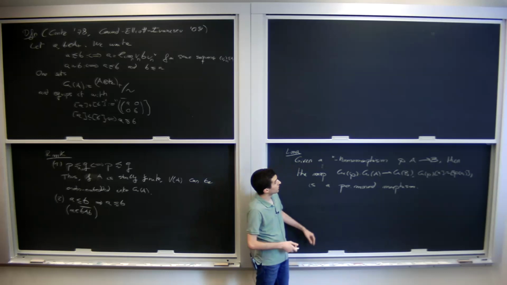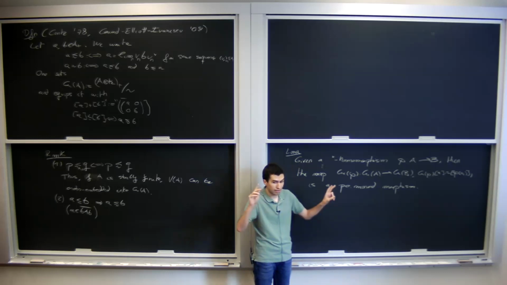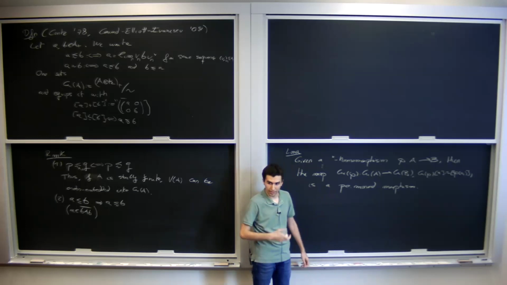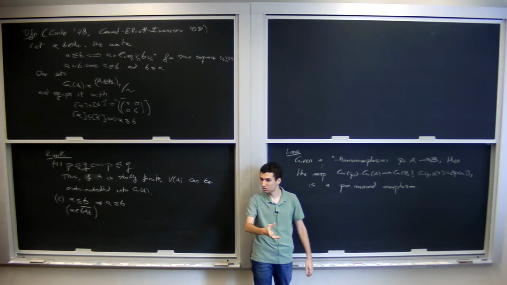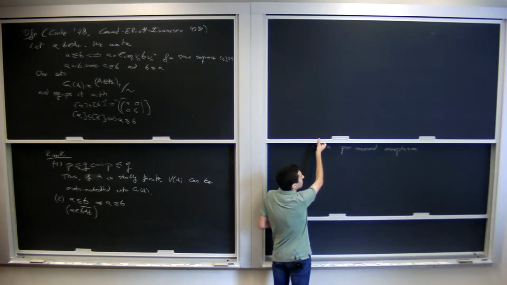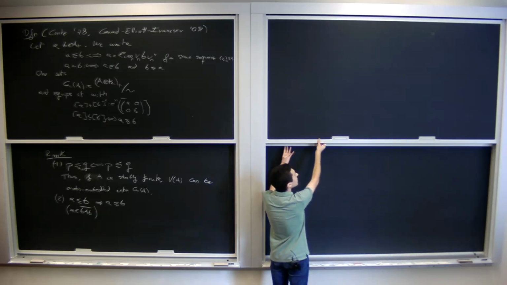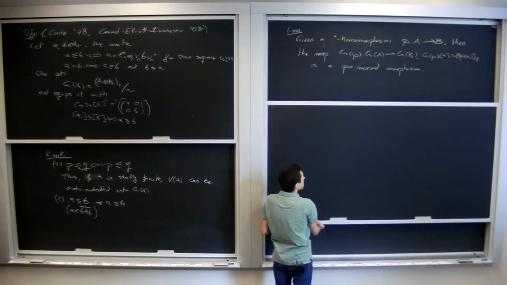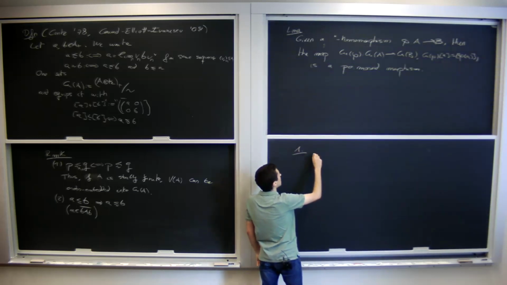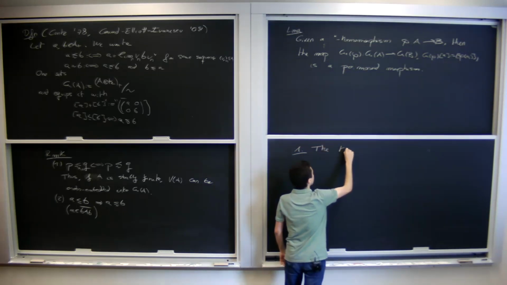So what I'm going to do now is to introduce the right target category for Cuntz semigroups, which is known as the category Cu of Cu-semigroups. And that category will make the functor continuous. That's the whole point of introducing that category. Okay. So this is section 1. Let's say the target category.